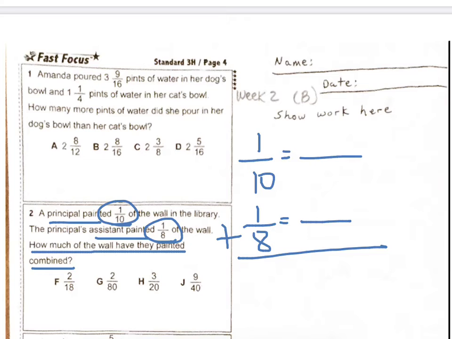So find the common denominator. List the multiples of 10 and the multiples of 8. And let me hint, it's not 80. Okay? It's not going to be 80. So which one of these would be a multiple of both 8 and 10? Okay? Then you're going to make equivalent fractions by multiplying. Whatever you do to the bottom, you do to the top. And then you add the numerators and keep the denominator.